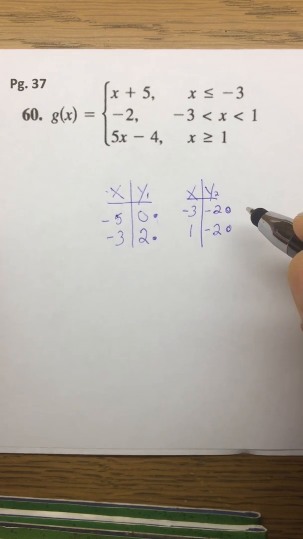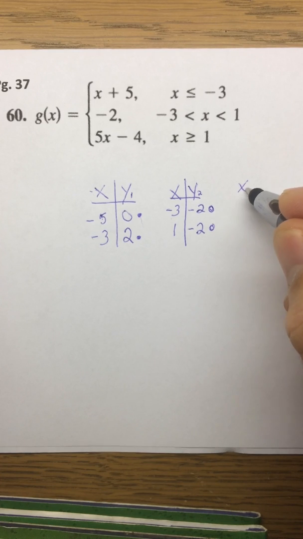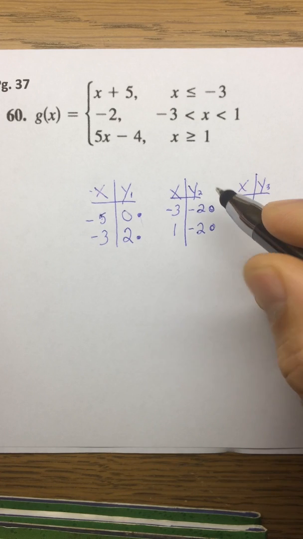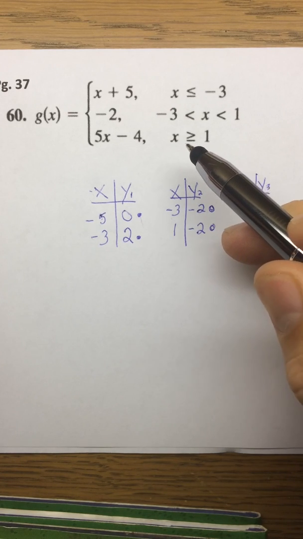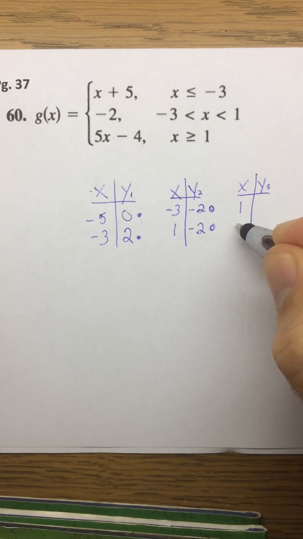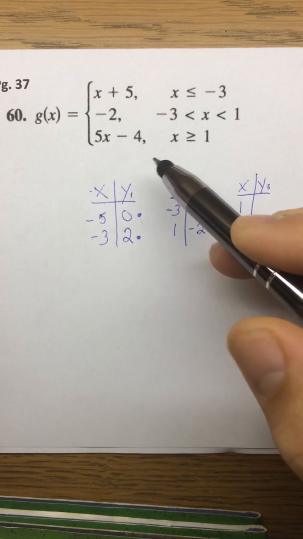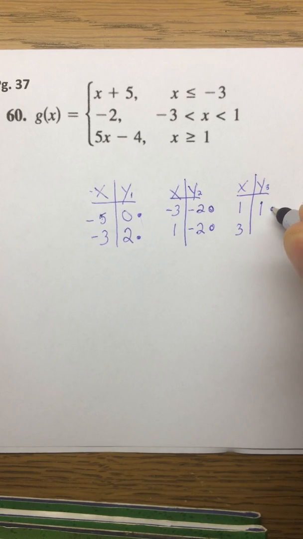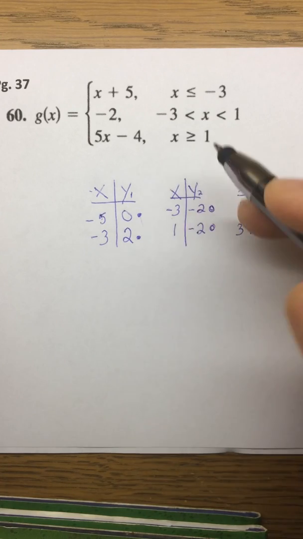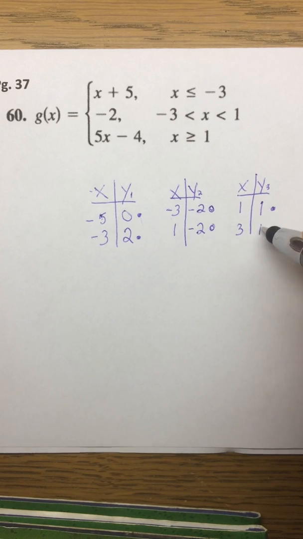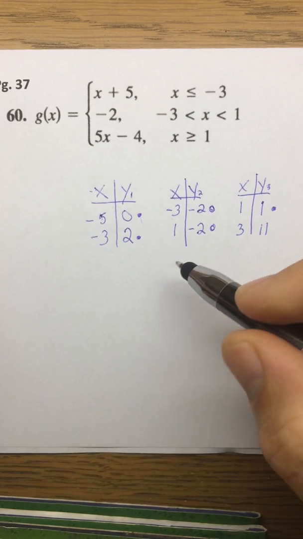And I have one more function to do. I'm going to go ahead and take care of that last one. So this one here, I'm going to anything equal to 1 or greater than 1, so I definitely want to put 1 in, and then something bigger, it doesn't matter what, I'll put 3 in. Alright, so putting 1 in here, 5 times 1 minus 4 gives me 1. And this is going to be a closed point because I can equal 1. And then I'll put my 3 in, 15 minus 4 is 11. And then it's just a matter of graphing all of it.